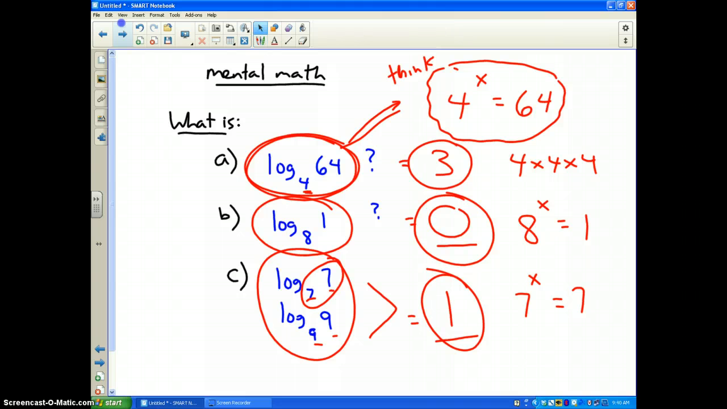And there you go. That's logarithmic functions. If you have questions, please ask me during class.